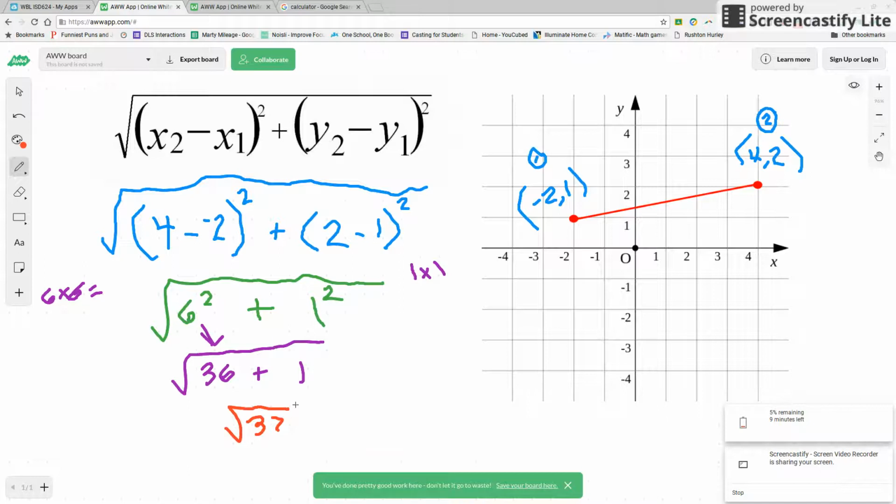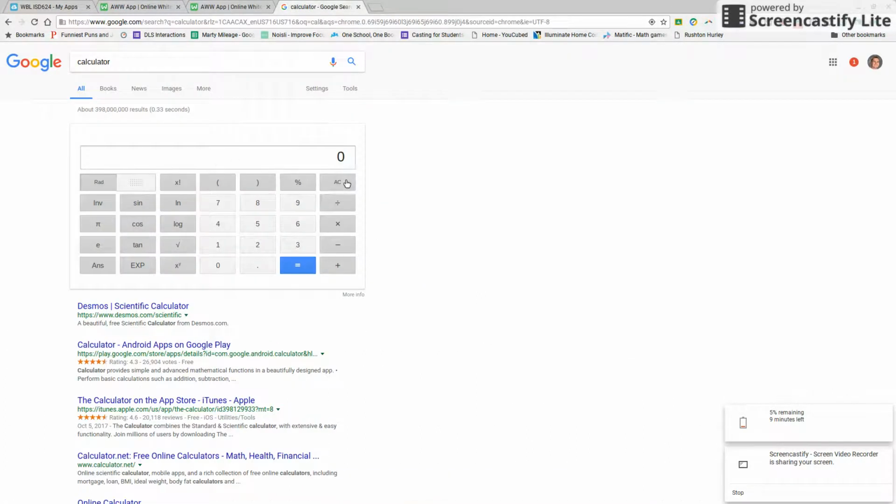So some teachers are going to allow you to just leave this as an answer. So the answer, the distance of this line, is the square root of 37. But you can also go to the calculator and figure out the actual distance. So I'm going to take the number 37, and I have this little square root button here. Oop, and this one's a little bit different.